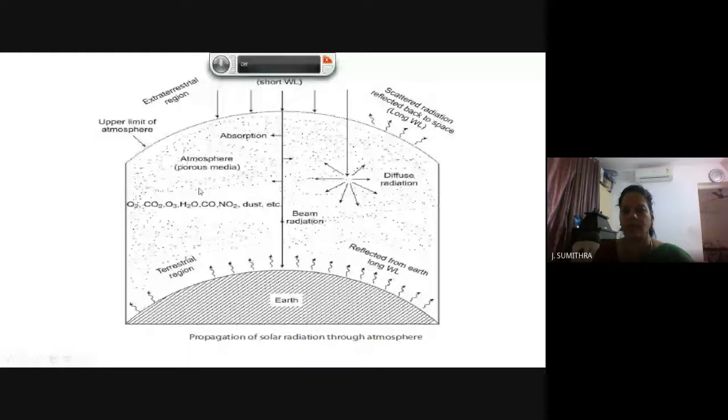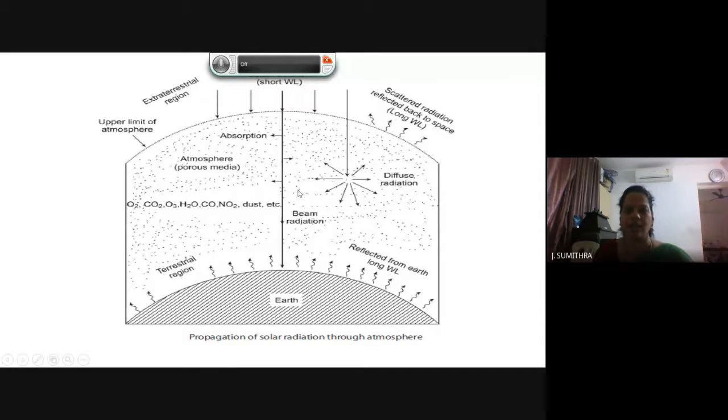Whereas the terrestrial region is the one in which the Earth releases some radiation energy, but in opposition to that of the solar radiation. See, these are all the terrestrial radiations, right? So this acts in a direction opposite to that of the solar radiation. And by means of the particles present in your atmosphere, like carbon dioxide, oxygen, ozone, and water in the form of water droplets in the clouds, the scattering phenomenon takes place, and because of that, you get diffuse radiation.